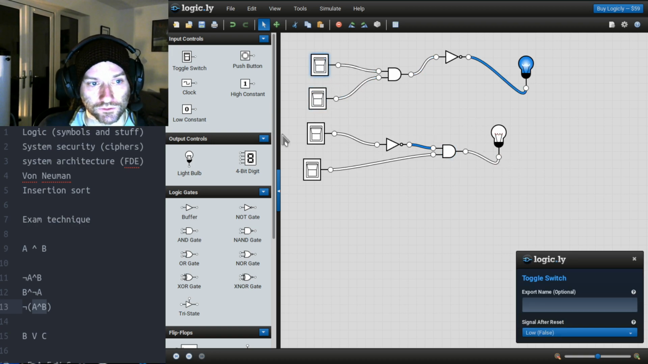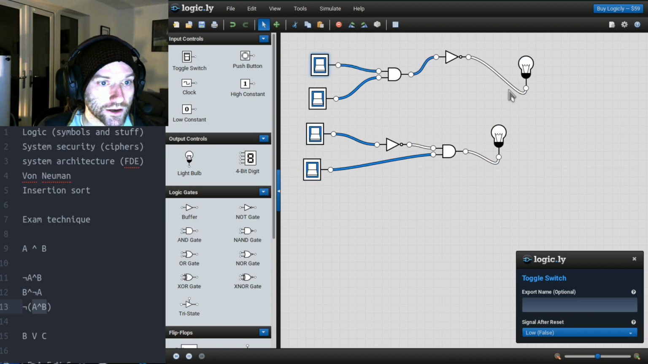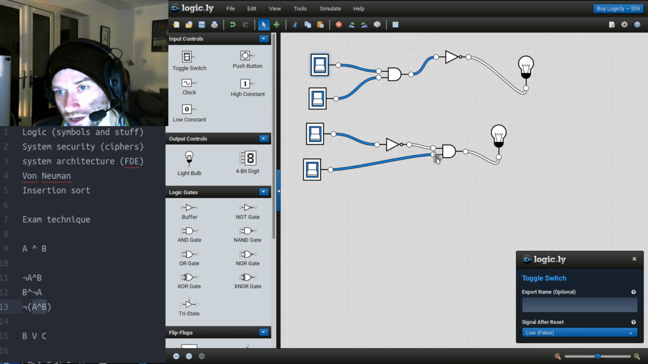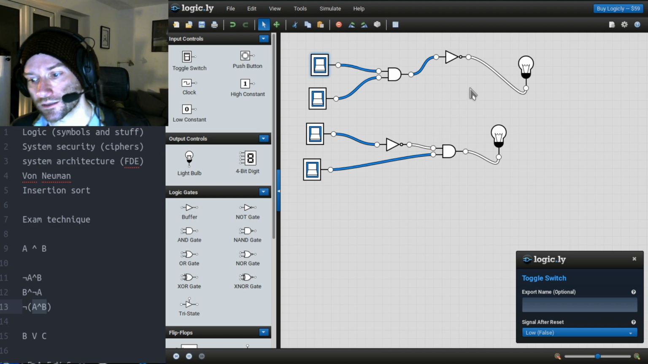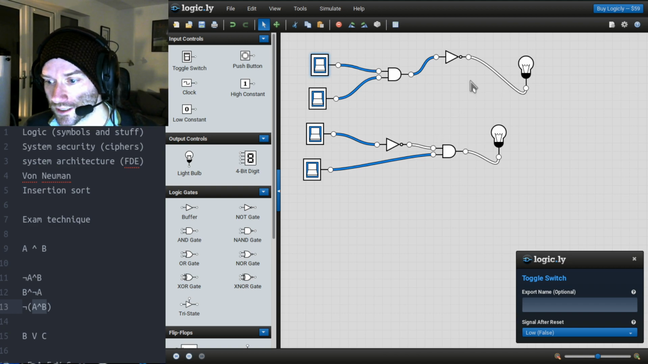when they're both off, the output is off. When I turn one of them on, the output is still off. When I turn the other one on, the output is now on. And when I turn them both on, the output is off. So the actual it's slightly different. Does that make sense?